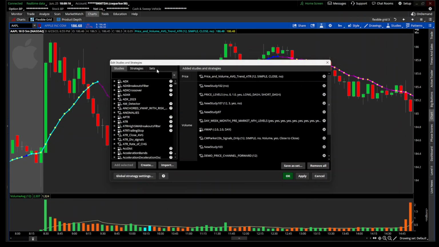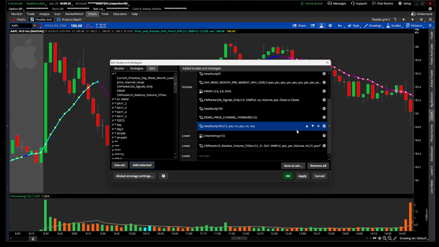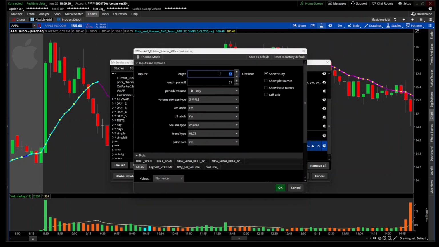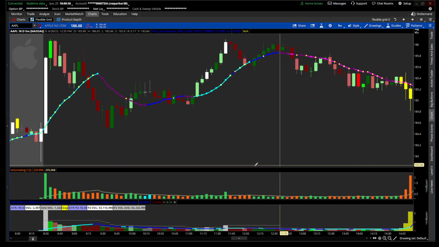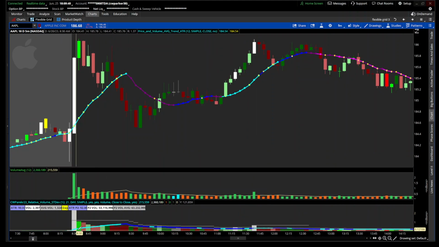One of the ones that I would have used instead is my relative volume indicator. Yeah, this is it. And I would normally use this on 12. It's on 12, so that's that. And I would use it close to close to look at the trend. And I usually have this cut off.